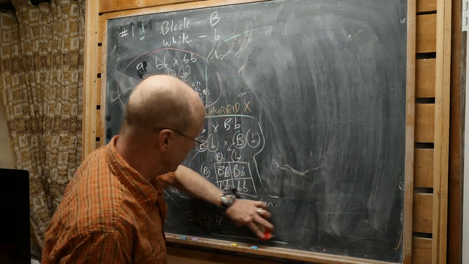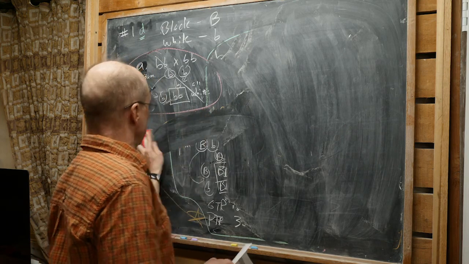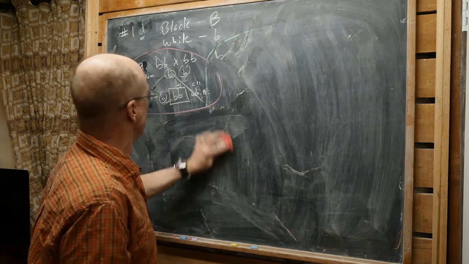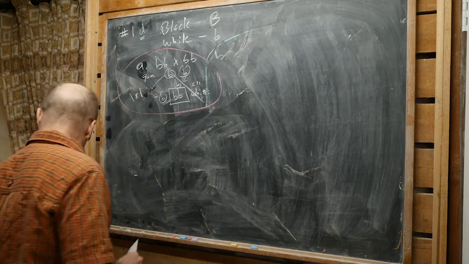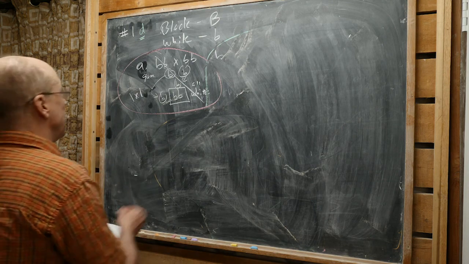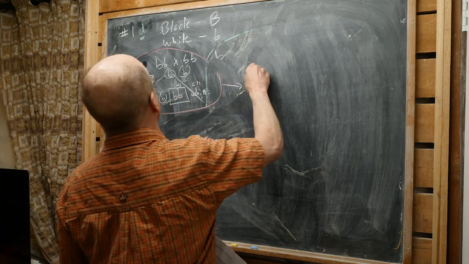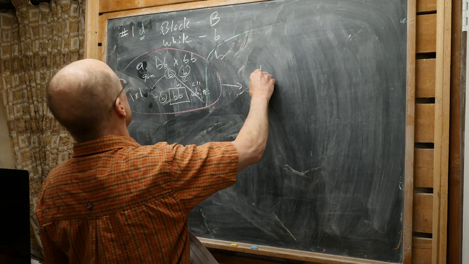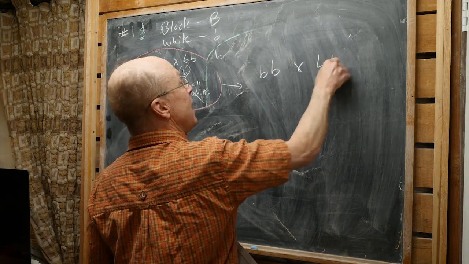Again, I'm out of the question now. We're no longer answering question number 1. I'm just going to show you the way that the book would do that Punnett square. It's not a very good one, but they can do it. It would be like that.